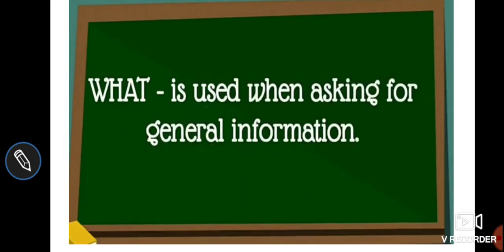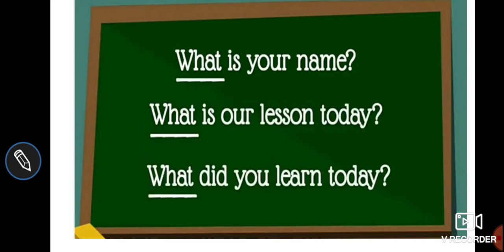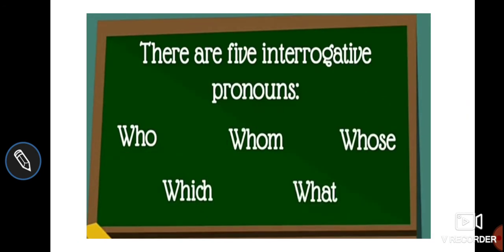What? What is used when asking for general information. It's very simple to understand. Now see, what is your name? What is our lesson today? What did you learn today? Very simple general information is being asked here, and we are using what as an interrogative pronoun. So children, to recap, there are 5 interrogative pronouns: who, whom, whose, which and what.